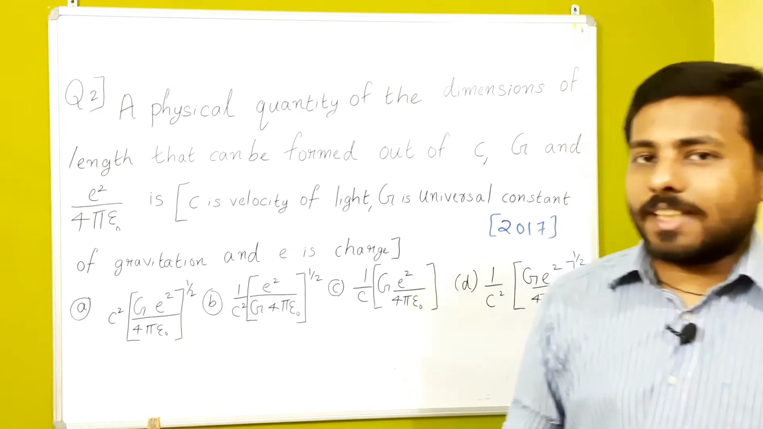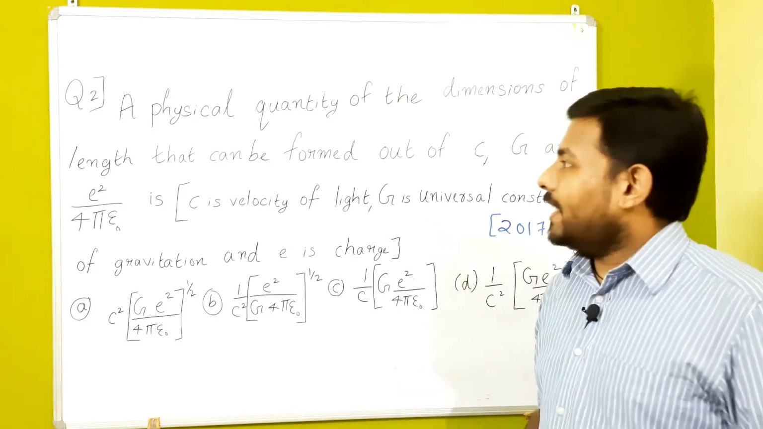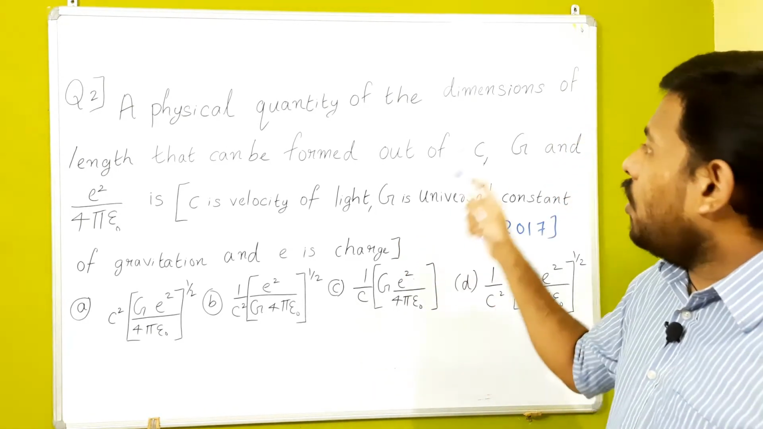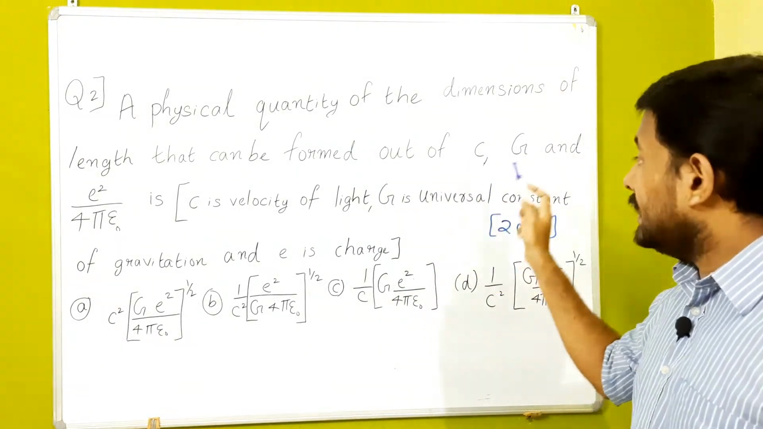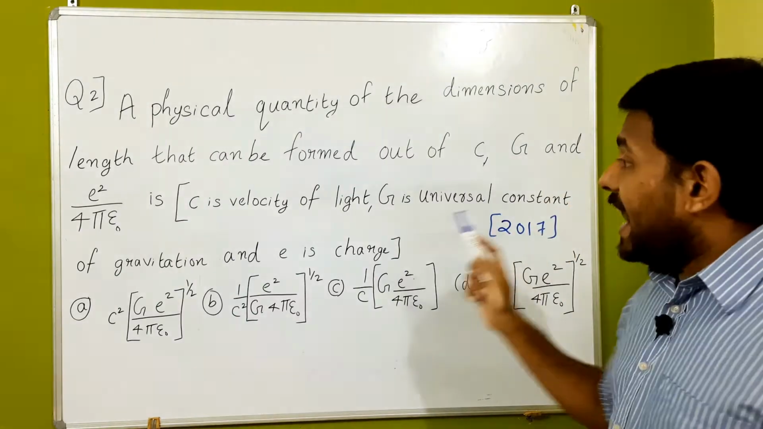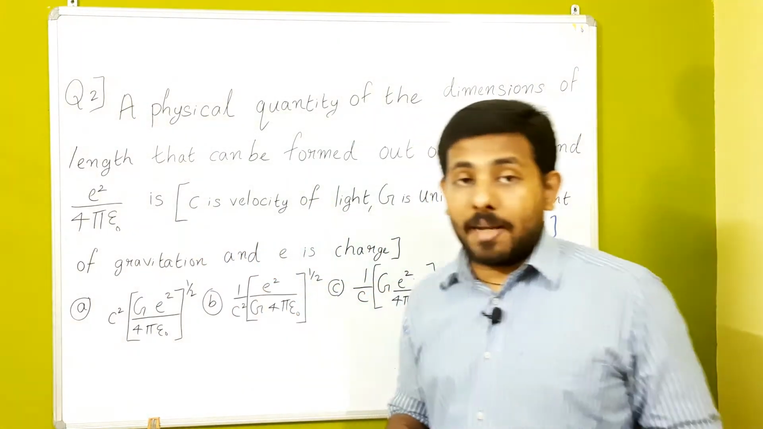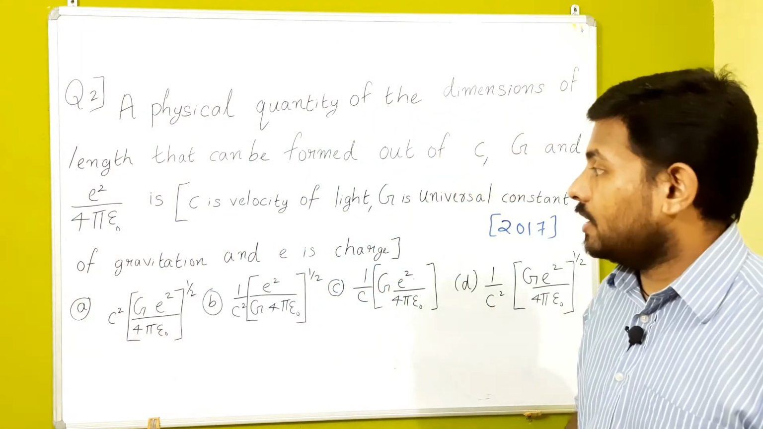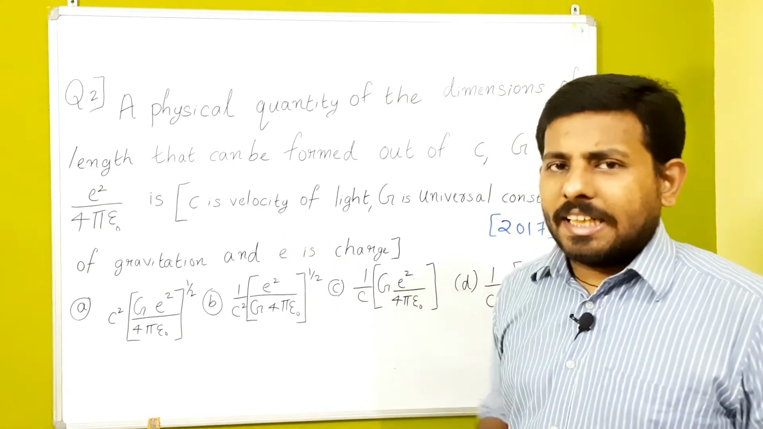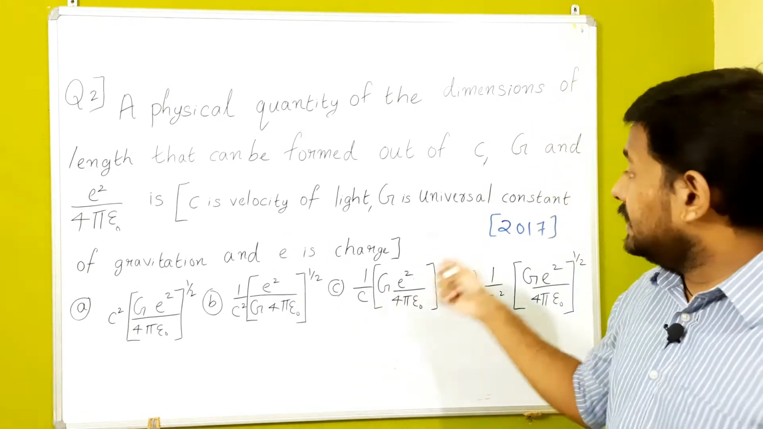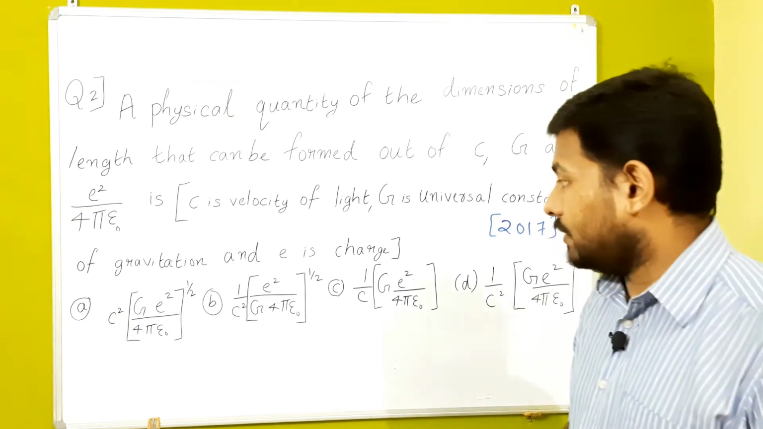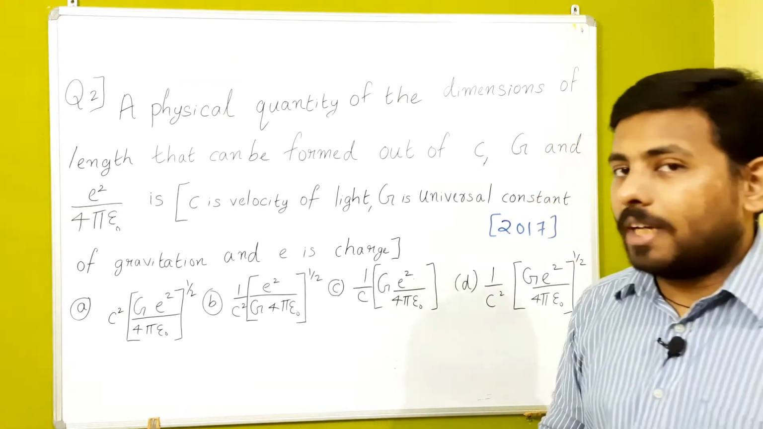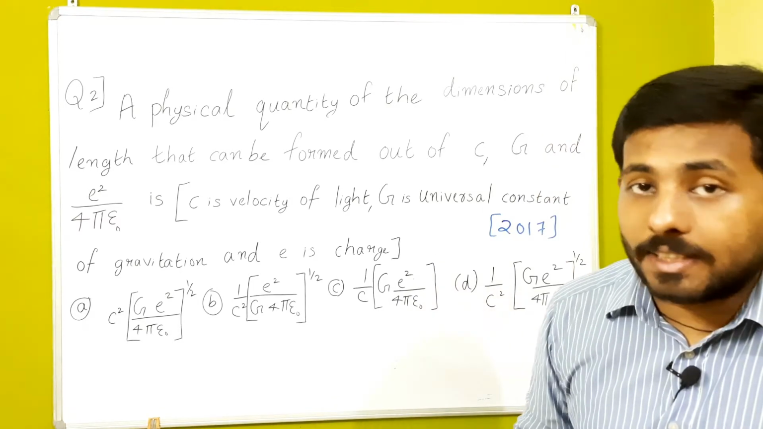So the second question is, a physical quantity of the dimensions of length that can be formed out of c, G and e square by 4 pi epsilon 0 is, where c is the velocity of light, G is the universal constant of gravitation and e is the charge. So let us understand what is asked in the question.